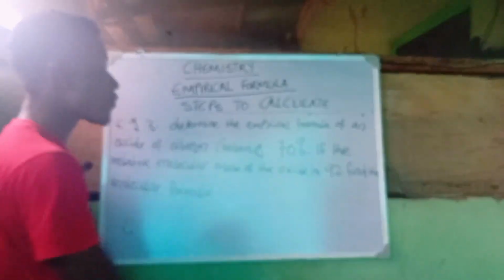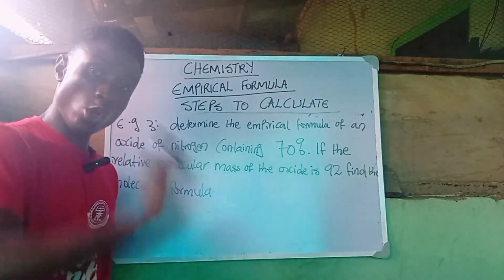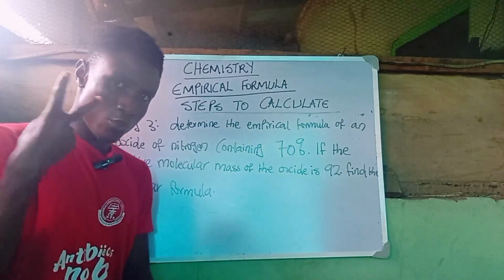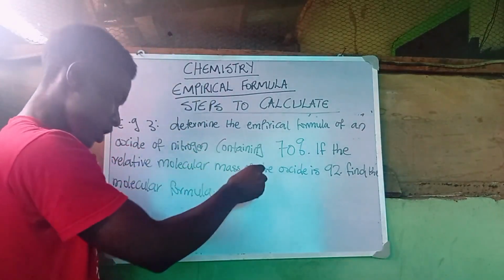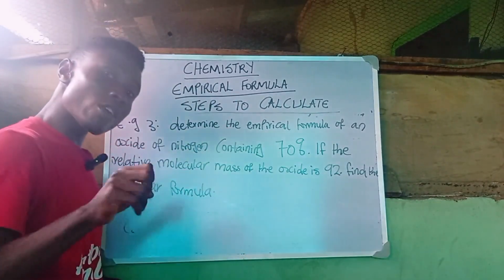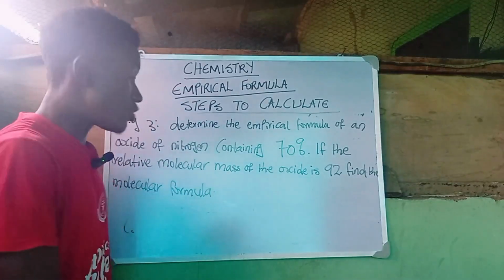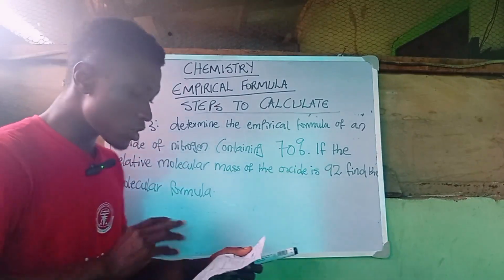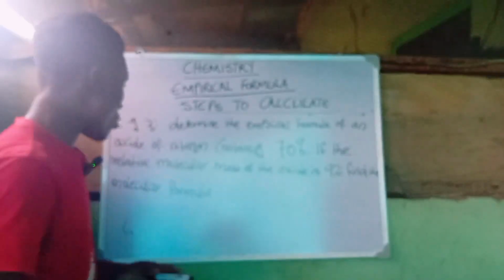This is very, very simple because from this 70%, you already know that the percentage total is 100. And we already said determine the empirical formula of an oxide of nitrogen. That means there are two elements here, oxygen and nitrogen. And we already say oxygen contains 70 percent. That means you already know the one that is supposed to contain the remaining percentage that will make it 100. So it is very, very easy to solve this, right? So that is just how it is when it comes to empirical formula, or when it also comes to molecular formula.